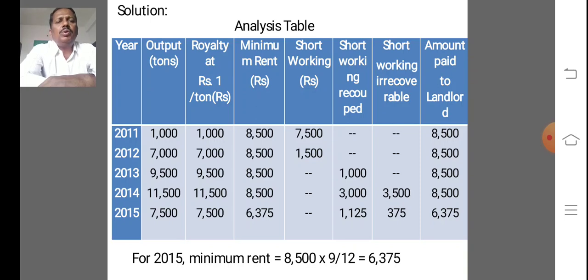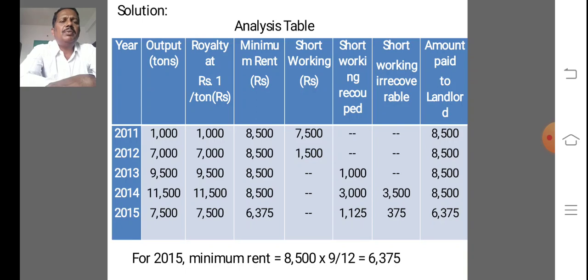So in the year 2015, tons is 7,500, even royalty also 7,500, but minimum rent is not fixed because in this problem, strike for 3 months in the year 2015. In that situation, we are using 8,500 into how many months we are working? Only 9 months. In 12 months we are working only 9 months, remaining 3 months is treated as a strike. So we have to automatically reduce the minimum rent. 8,500 into 9 by 12, that is 6,375.